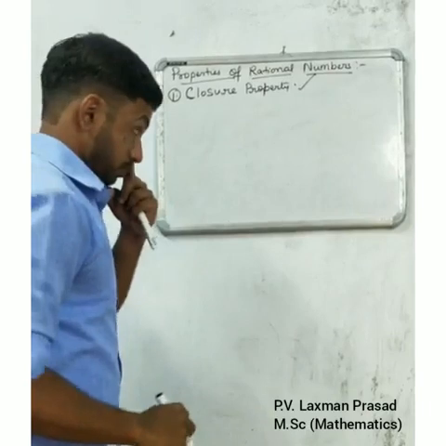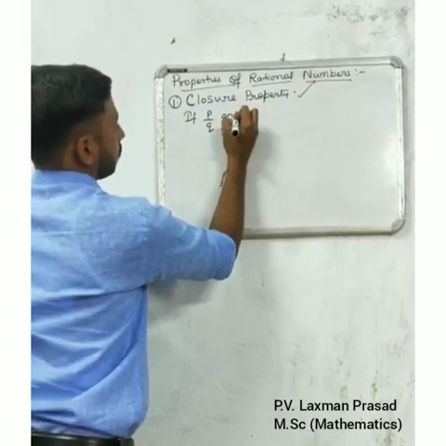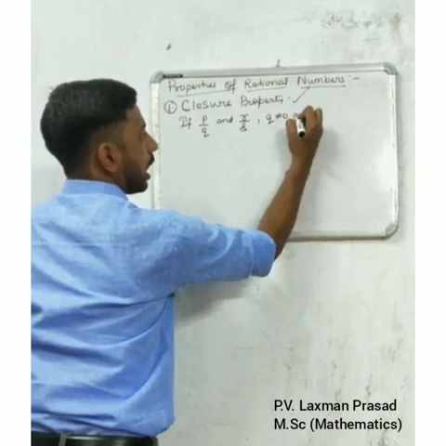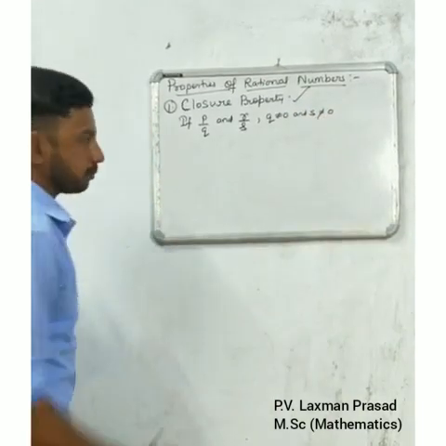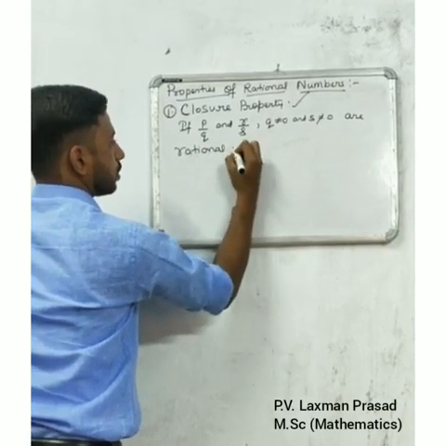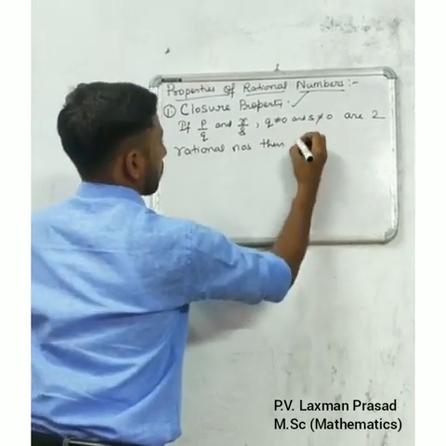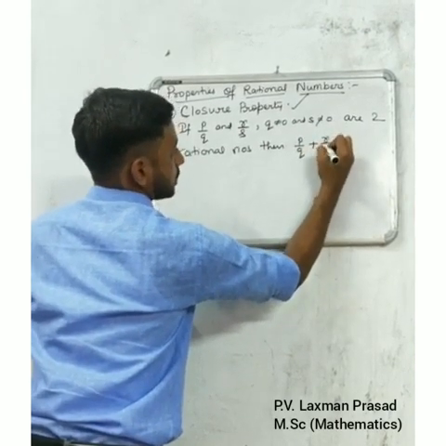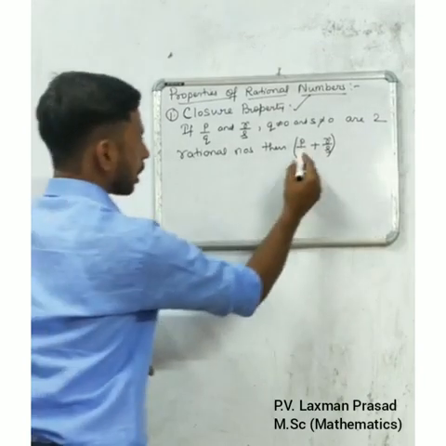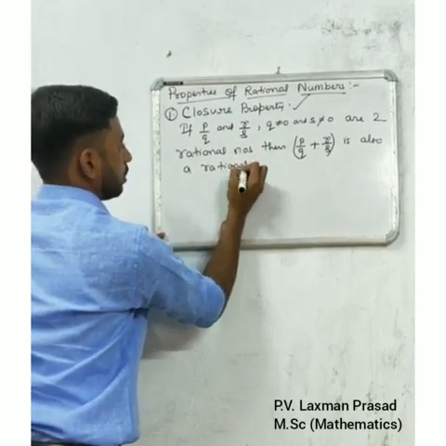If you have any two rational numbers, p by q and, suppose, r by s, where q is not equal to 0 and s is not equal to 0, are two rational numbers, then p by q plus r by s, I am adding both of them, as I said earlier the operation I am using here is addition, p by q plus r by s is also a rational number.